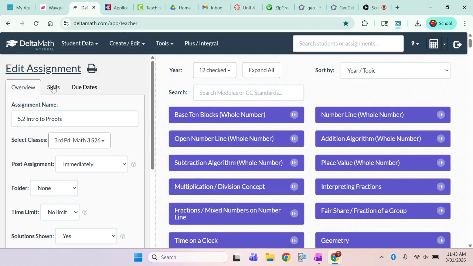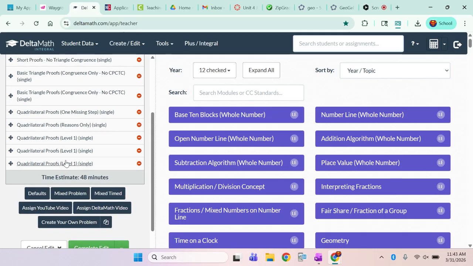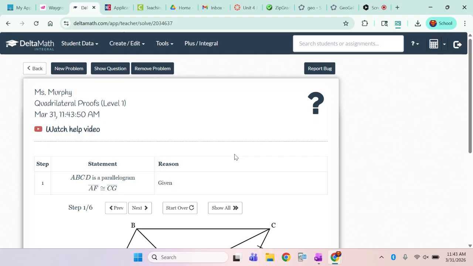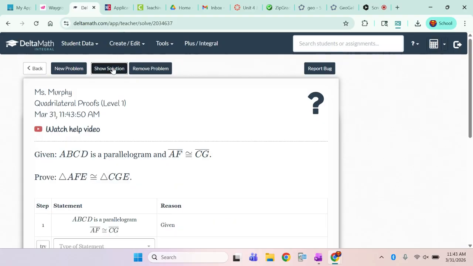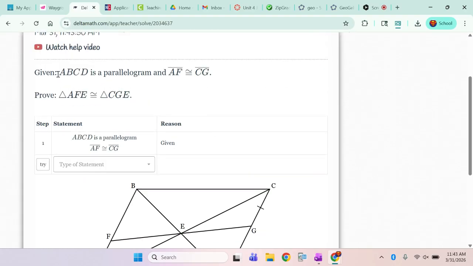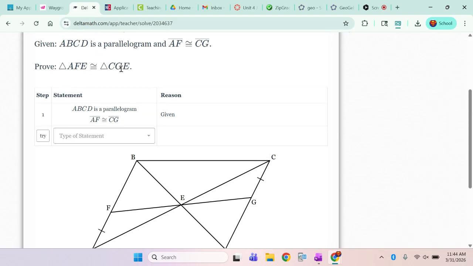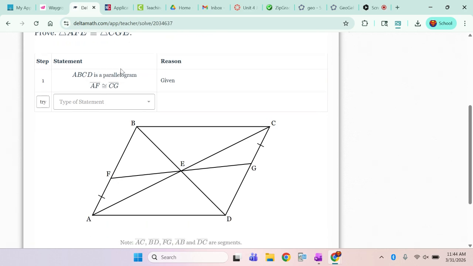All right, so I'm on the last one. So this one right here. Now, couple things they already said. They said given that ABCD is a parallelogram and side AF is congruent to side CG, they want us to prove that AFE and CGE are congruent triangles.